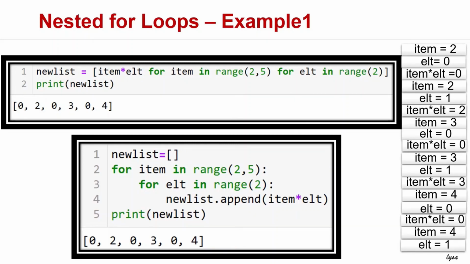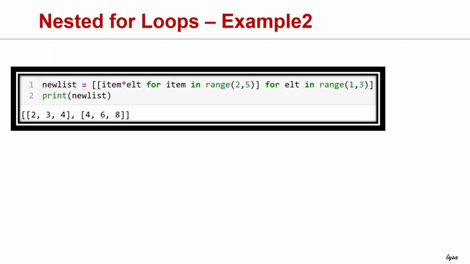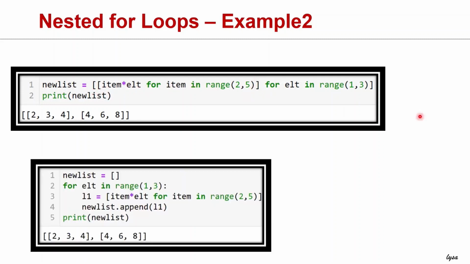Let's look at another example. Can you spot the difference in the example that is given? If you look at the previous example that we had written, I'm sure you noticed that this list symbol was not present. So what difference does it make when this list symbol is given here?